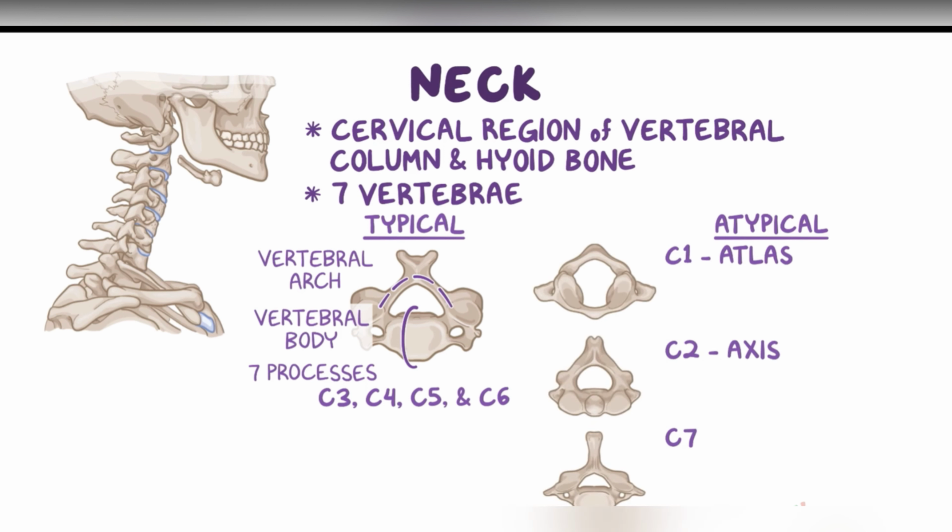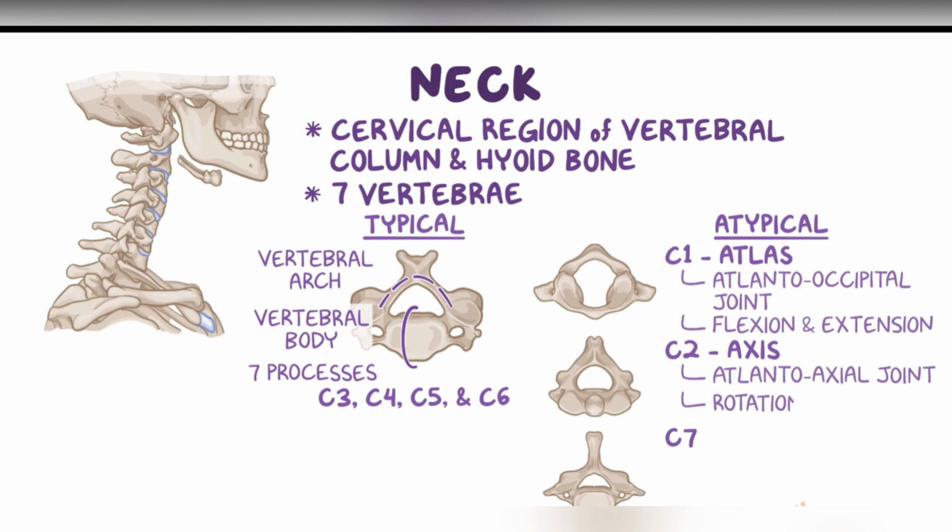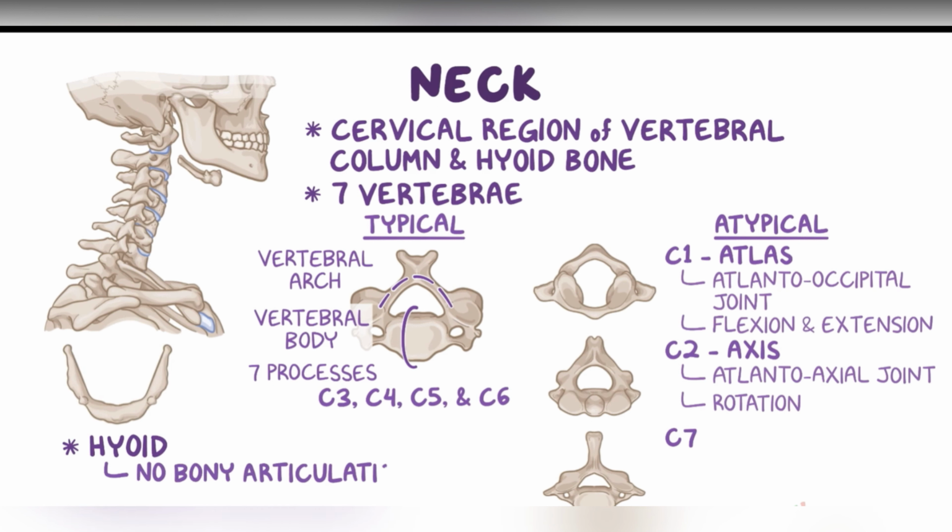C1 articulates with the 2 large cranial protuberances of the occipital bone to form the atlanto-occipital joint, permitting flexion and extension. C1 and C2 articulate to form the atlanto-axial joint, permitting rotation or moving the head side to side, known as the no movement. Finally, there is the hyoid bone, having no bony articulations and serving as an attachment point for many muscles in the neck.